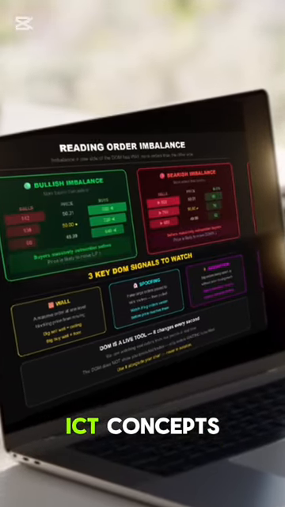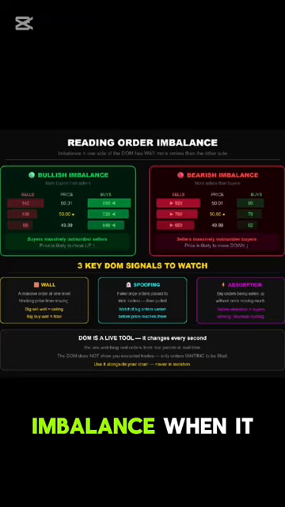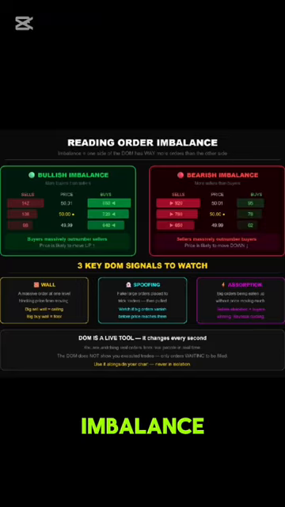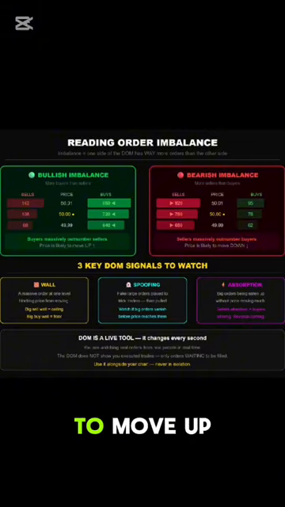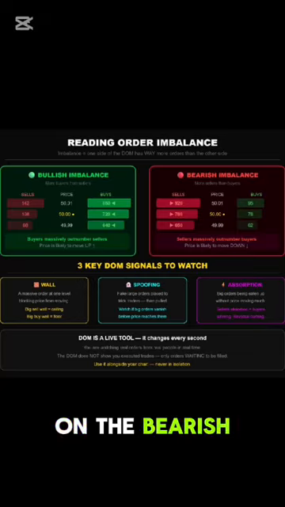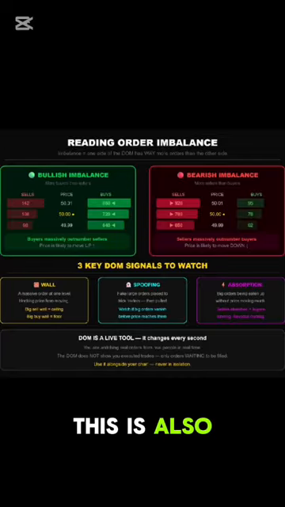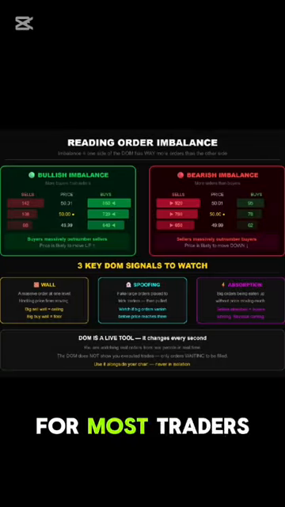Almost similar to ICT concepts, there is an imbalance. When it has a bullish imbalance, it means there are more buyers than sellers, which means the price is likely to move up. Overall, on the bearish imbalance, that means there are more sellers in the market than buyers, which means the price is likely to go down. This is also known as a draw on liquidity for most traders.